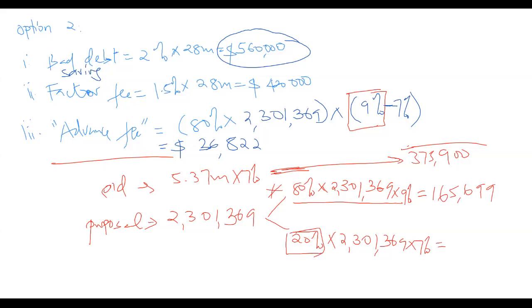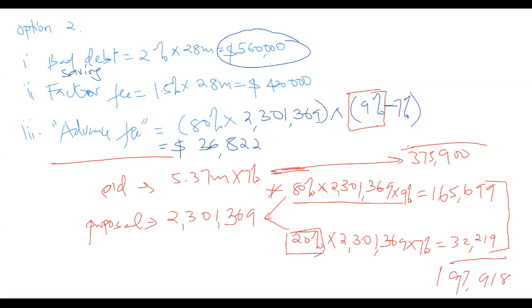Now the bank gives the balance 20%. And how much do you pay to the bank? Don't forget the bank continues charging you 7%. That's $32,219. Now, combined, how much do you pay for the two financiers, the factor and the bank? How much fee do you pay, total finance? $197,918. That's the fee paid to those two financiers.